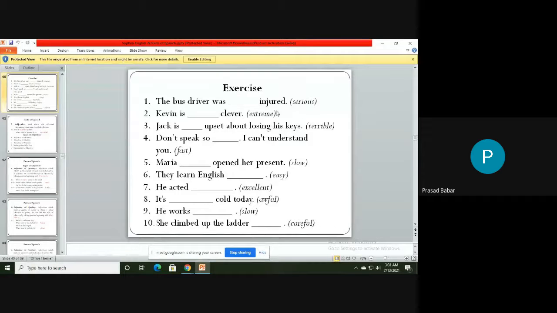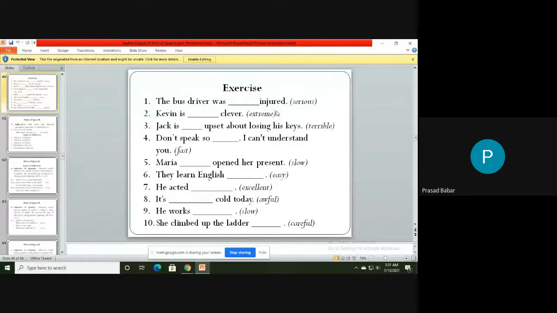They have given the hint "extreme". So if we add ly to this extreme, then it will become an adverb. Kevin is extremely clever. Okay.